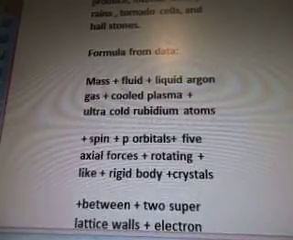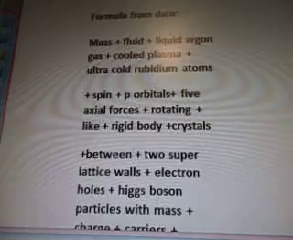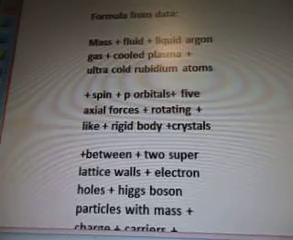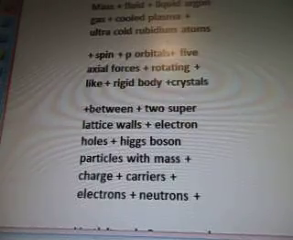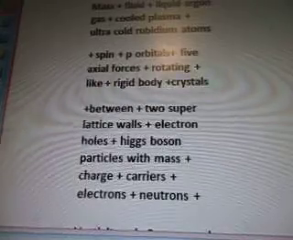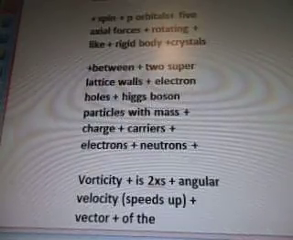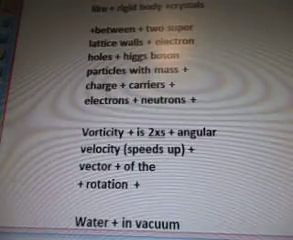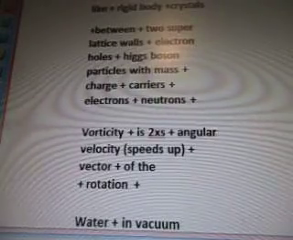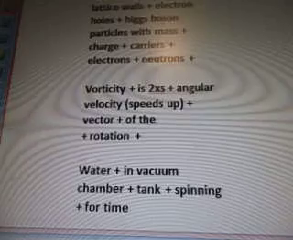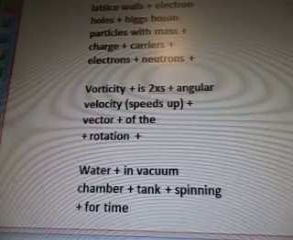That's funny. Okay, formula from the data. Mass, fluid, liquid argon gas, cooled plasma, ultra-cold rubidium atoms, spin p orbitals, 5 axial forces, rotating like rigid body crystals. Between 2 superlattice walls, electron holes, and Higgs boson particles with mass. We'll have charge carriers, electrons and neutrons. Vorticity is 2 times the angular velocity.